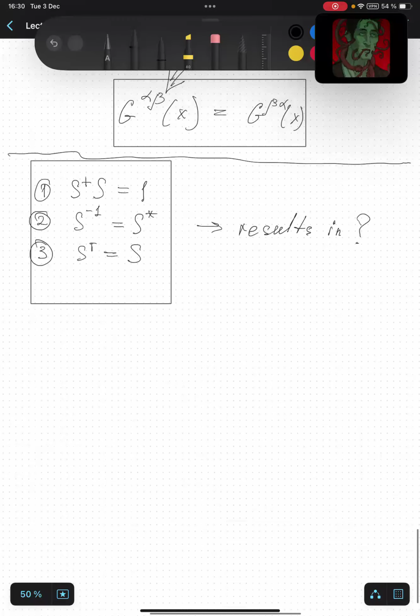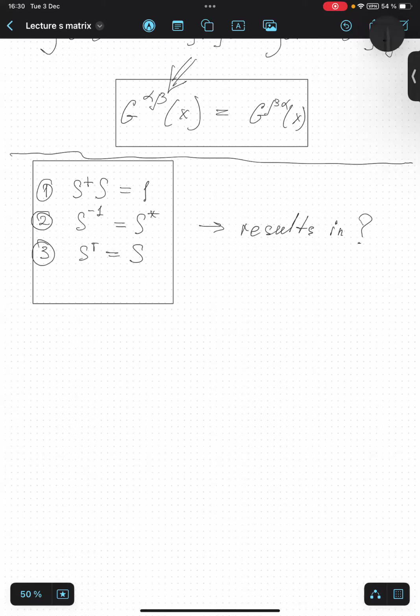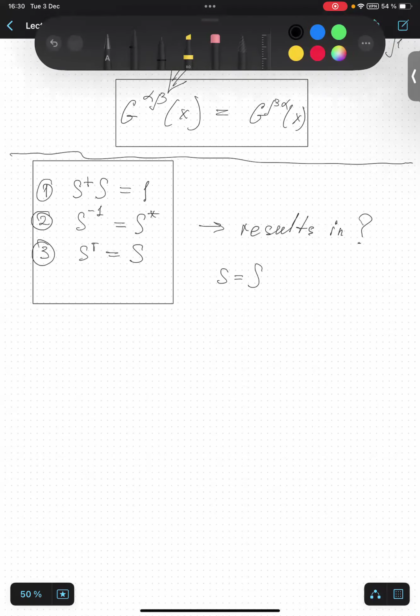So let's continue. So our properties of S matrices. We also can write the S matrix as S11, S12, S21, just explicitly write the components of this matrix.